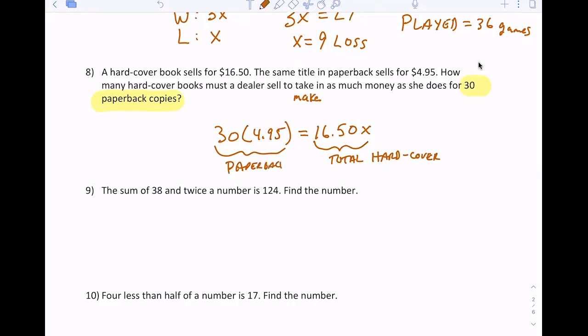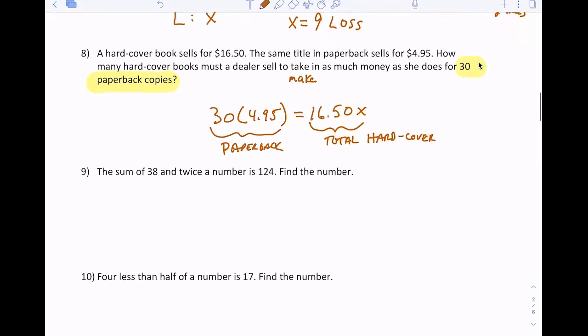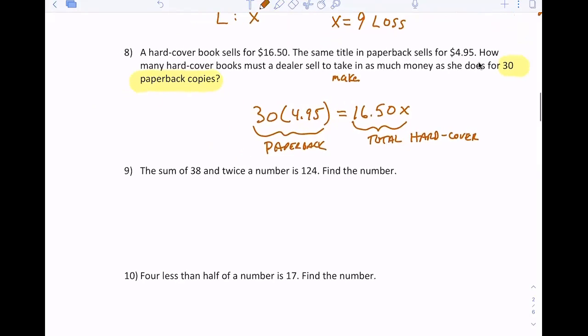So now you got your calculator in hand. So what's 30 times 4.95? 148.50 equals 16.5x. And now how do I solve that? Divide it. Thank you. Divide by 16.5. So she would have to sell how many? 9. Anybody else get 9? Yeah.